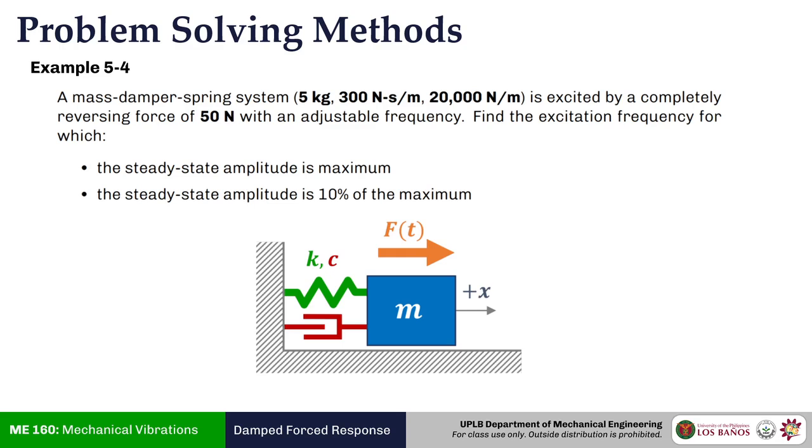So we have a mass damper spring system with given mass, damping coefficient, and stiffness. It's being excited by a reversing force of 15 newtons with an adjustable frequency. So that means yung omega natin ay pwedeng bago-baguhin. So here, find the excitation frequency for which, number one, the steady state amplitude is maximum, and number two, the steady state amplitude is 10% of the maximum.